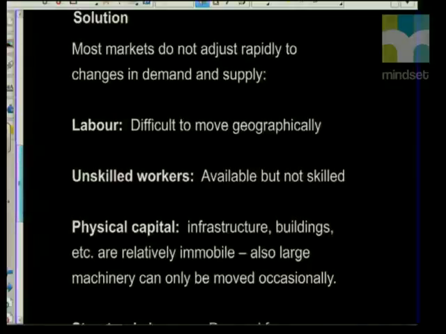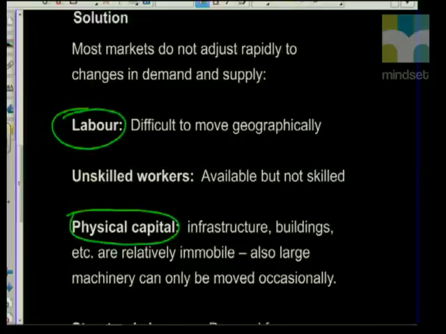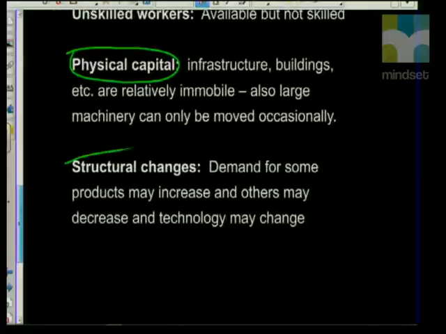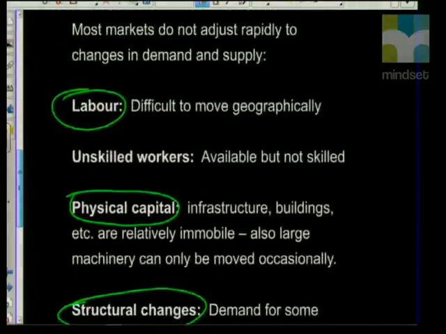Most markets do not adjust rapidly to the changes in demand and supply. And as you can see, what I've written here is that I've looked at the factors of production, labor, physical capital, and certain structural changes that take place in the economy. And now, how will this result in market failure?